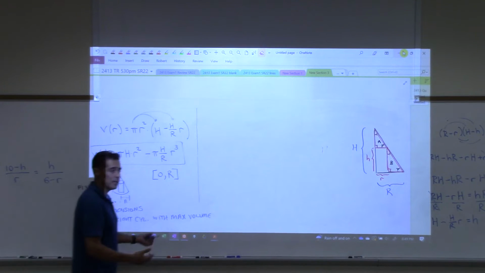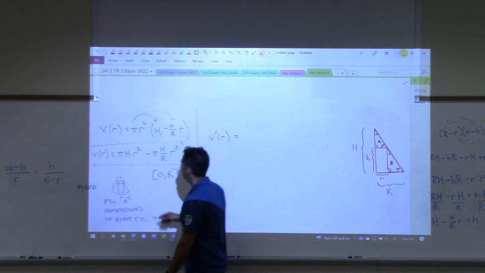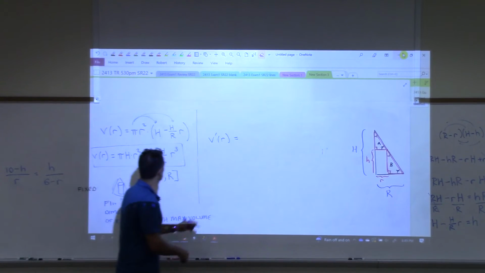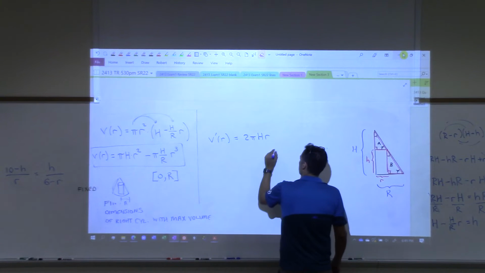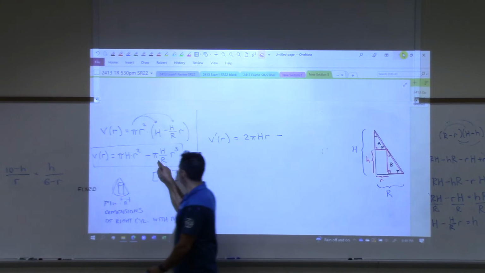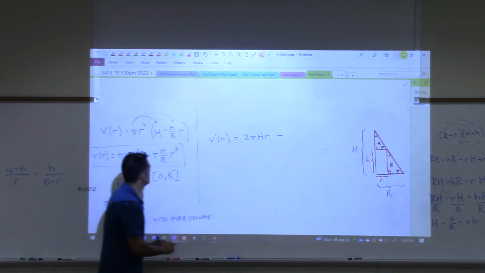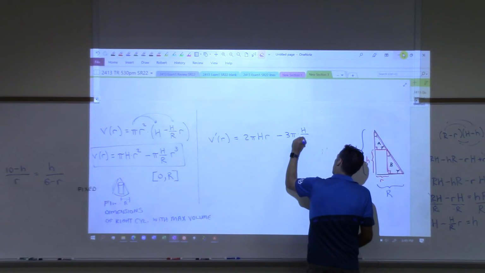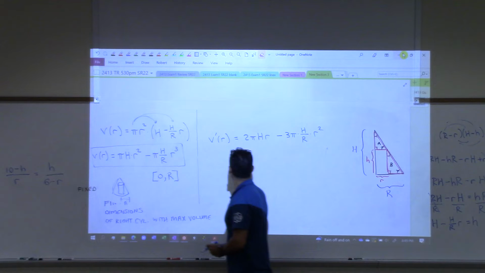All right, I need to differentiate because I'm almost out of time. V prime of r. Okay, look at this. Pi and capital H are constants. They come for the ride. 2 comes out, 2 pi capital H r, minus. Pi is a constant, capital H is a constant, capital R is a constant. They all just come for the ride. 3 comes out, so 3 pi capital H over capital R times little r squared. There's your derivative.